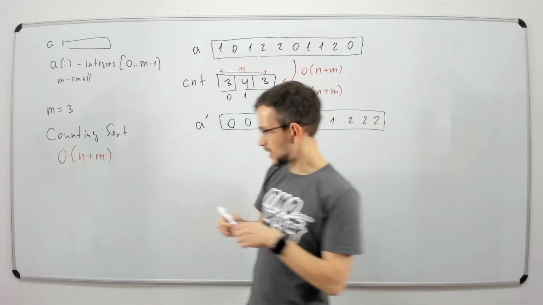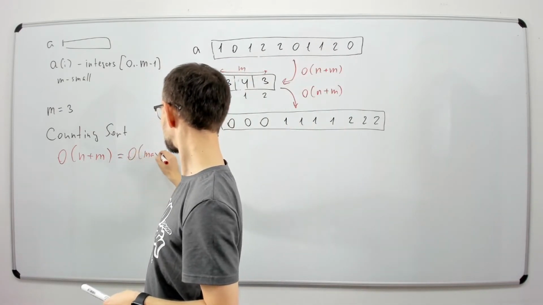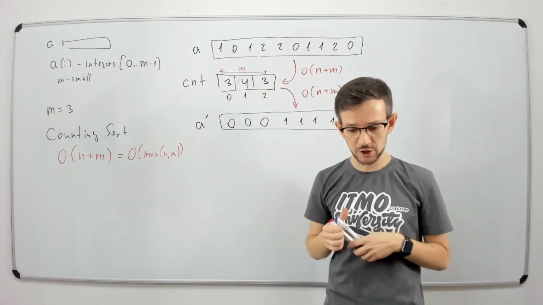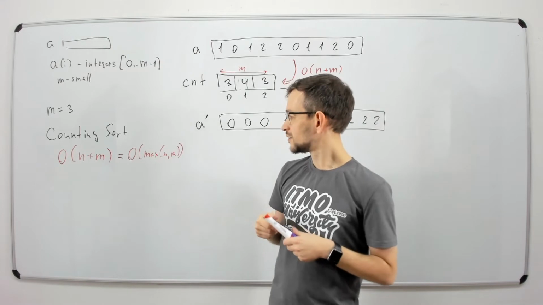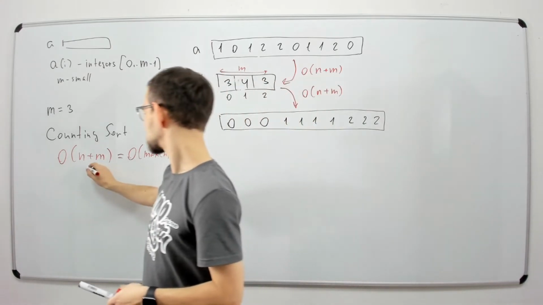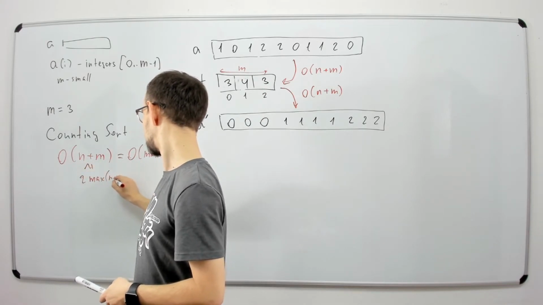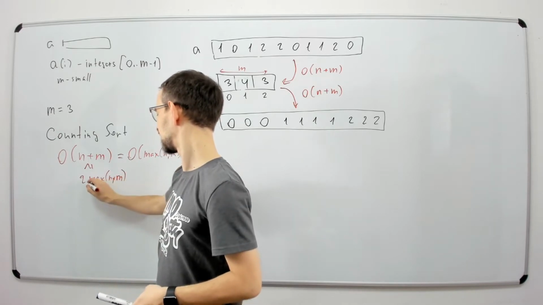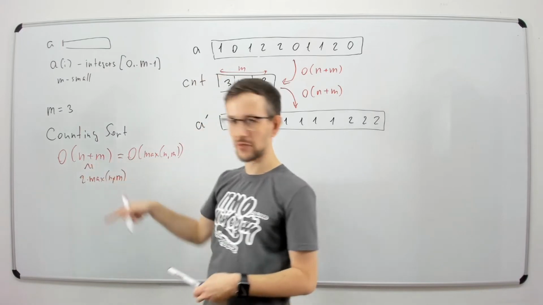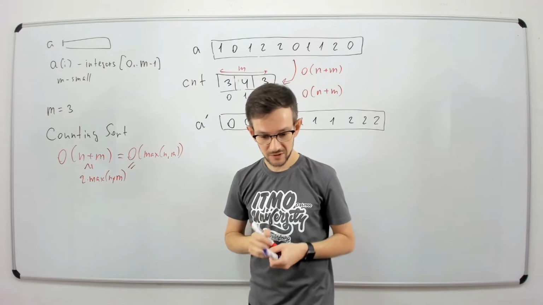n plus m is the same as maximum. Yes, that's correct. n plus m is the same as the maximum of n and m. You can prove it just by the definition of big O. n plus m is not bigger than 2 times the maximum of n and m. So you just replace one of the elements with the maximal one. So this is not bigger than this, and this is bigger than this. That's correct.